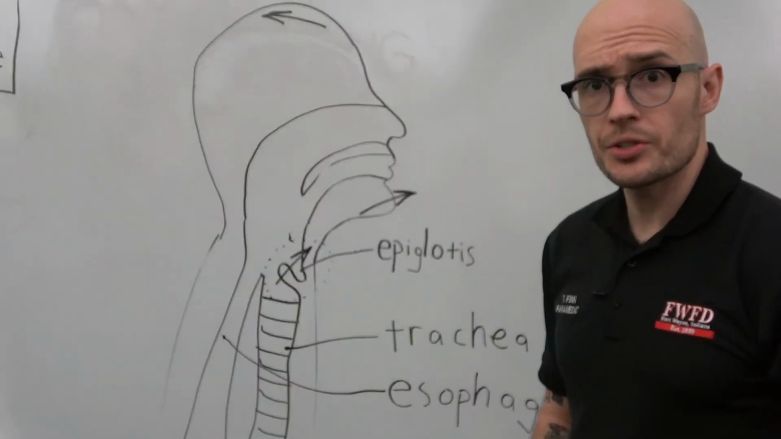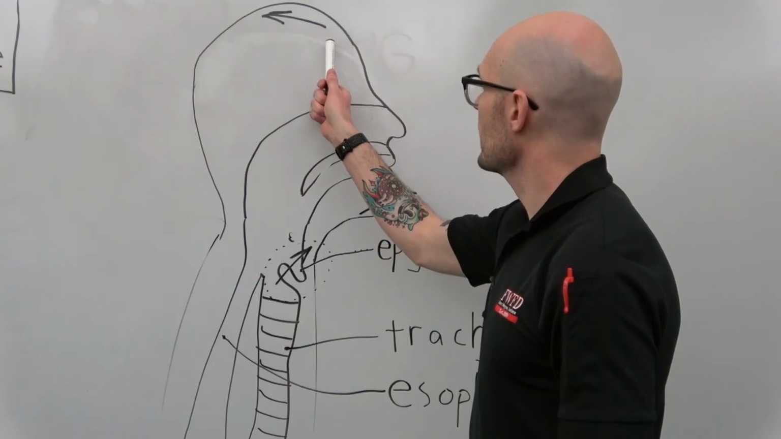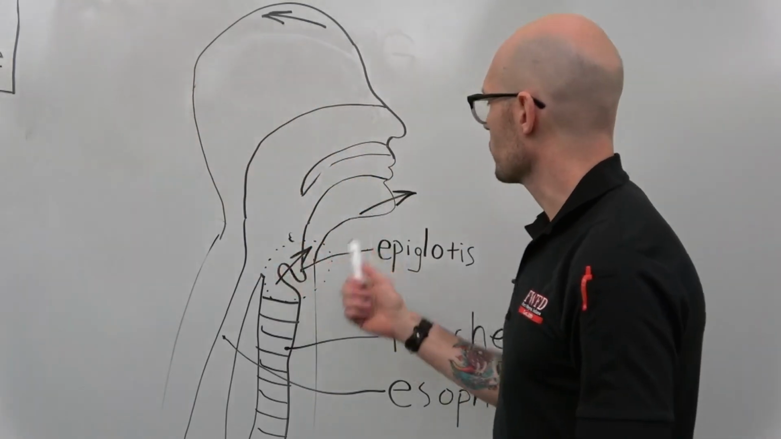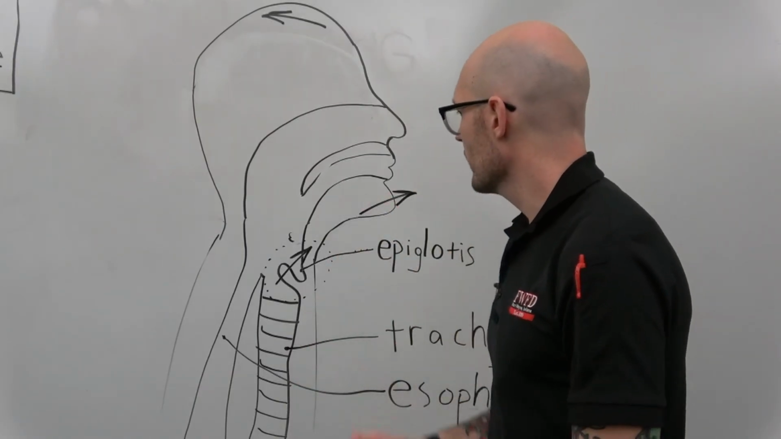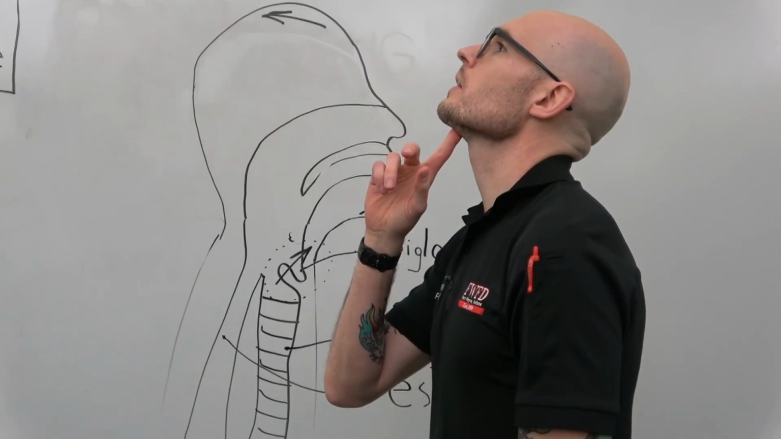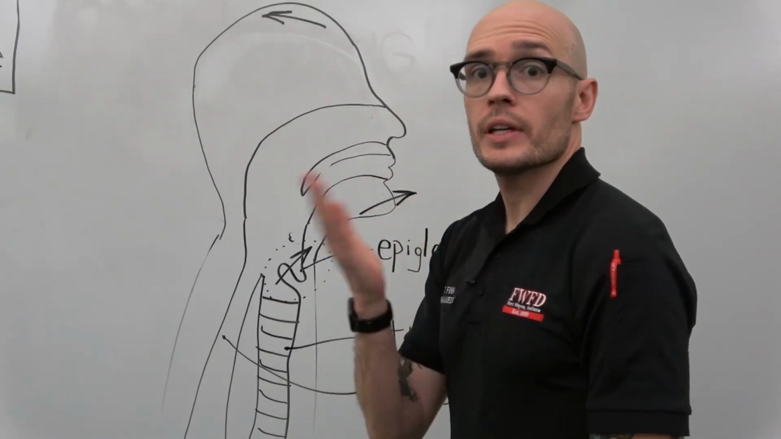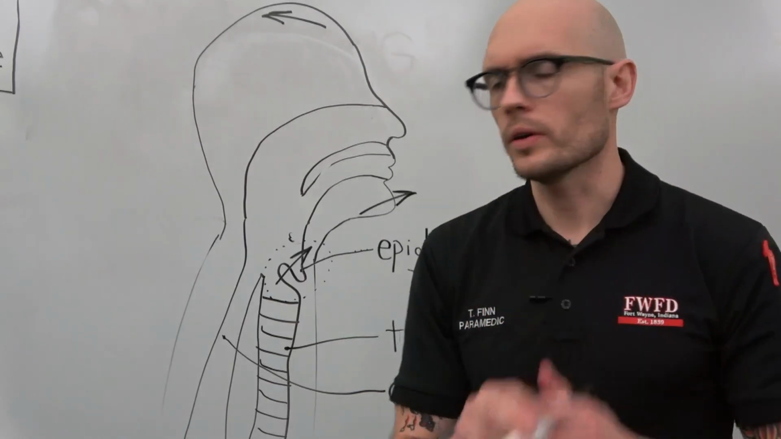So again, the head tilt chin lift, we are going to tilt the forehead or the top of the head back, and then we're going to tip the chin up or forward, and that is going to force that epiglottic opening to manually come open so that that trachea has a wide patent hole here.